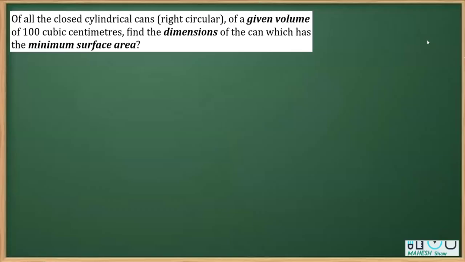This is one question from the chapter application of derivative, which is based on the maxima minima concept. It says, of all the closed cylindrical right circular cans of a given volume, that means the volume is fixed here, which is 100 centimeter cube, we have to find the dimensions. Dimensions by default have to be the radius and height of a cylinder which has the minimum surface area. That means the total surface area has to be minimized here.